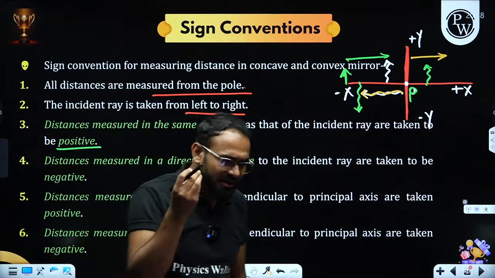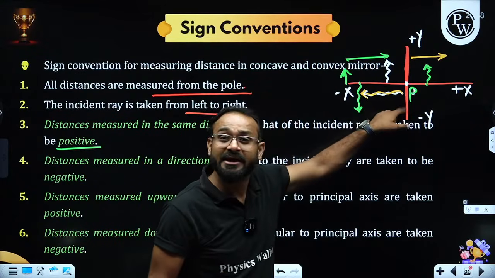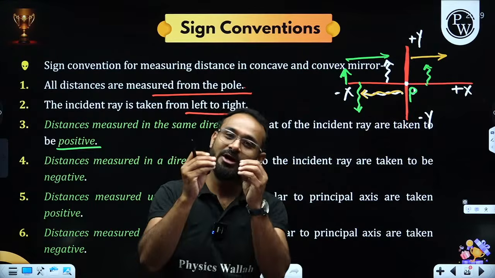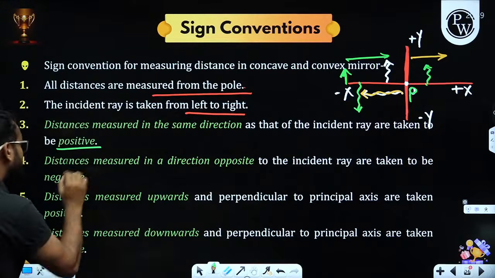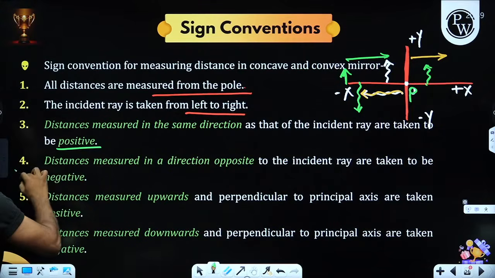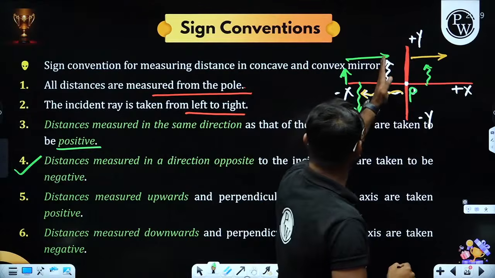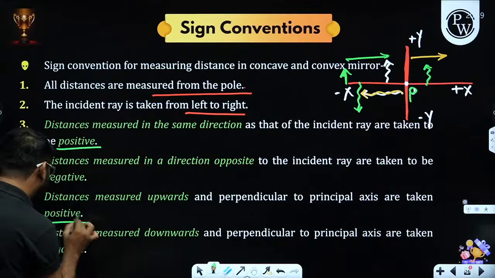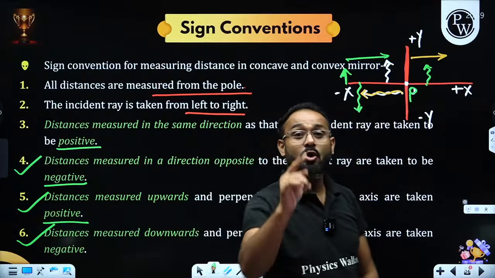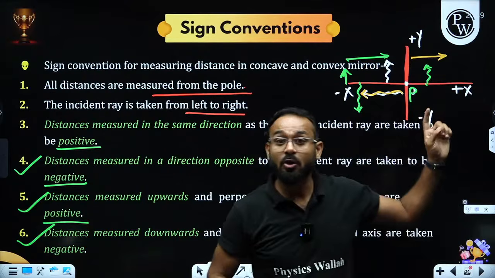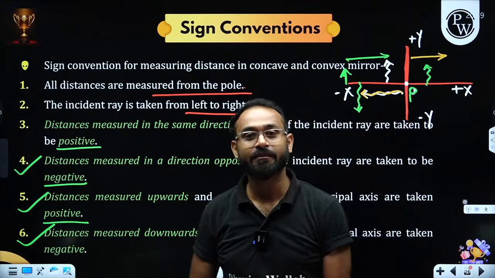I'm only here to tell you, in case of a real and inverted image, it will lie along the negative y-axis. In that case, the height of the image will be negative. Fine. So the distances measured opposite to the incident ray will be negative. Distances measured upward perpendicular to the principal axis are positive, and negative if downward. No matter if it is on the left hand side or the right hand side, the height of the image in that case will be considered negative.